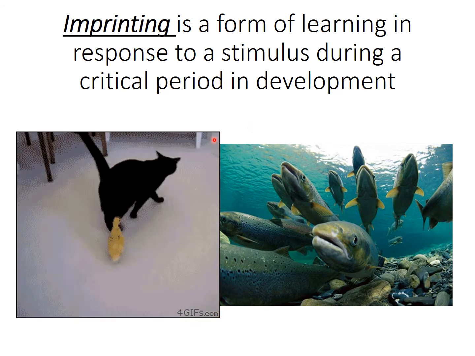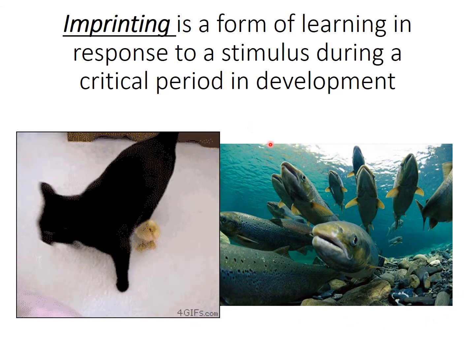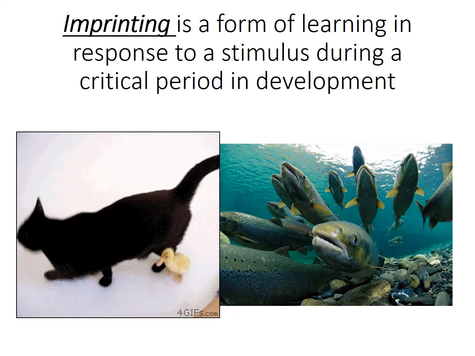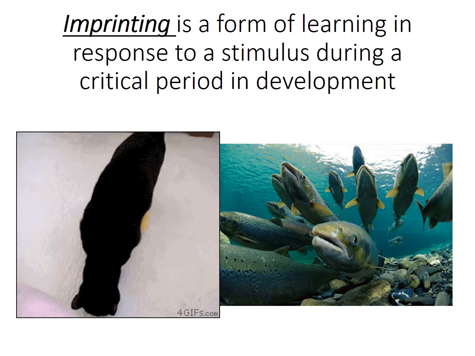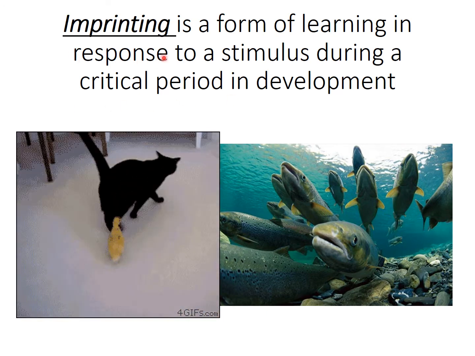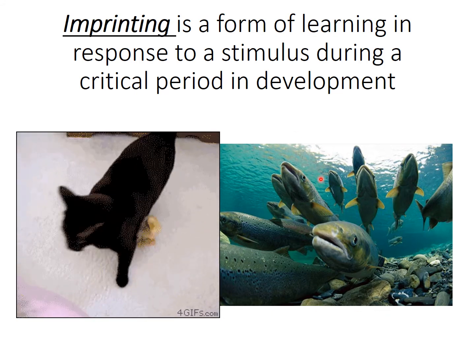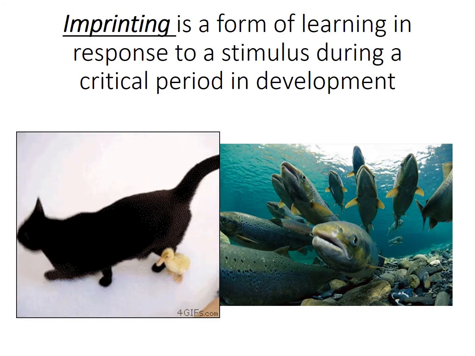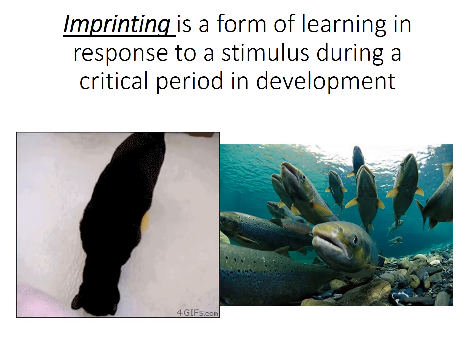Another form of imprinting that you might have heard is salmon. So salmon will, soon after they're hatched, imprint on the chemical signature of the water that they're hatched in. So it's during a critical period in development, and they form a very strong response to that stimulus. So later in life, that chemical imprinting will tell them what stream to go to spawn in their natal hatching grounds.